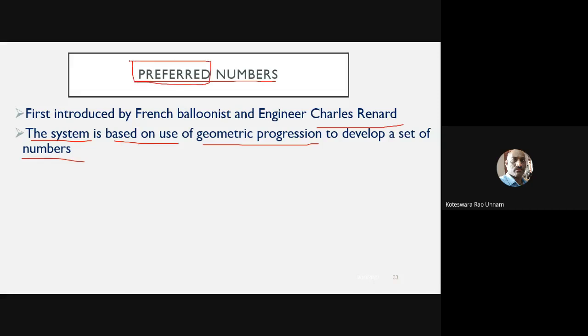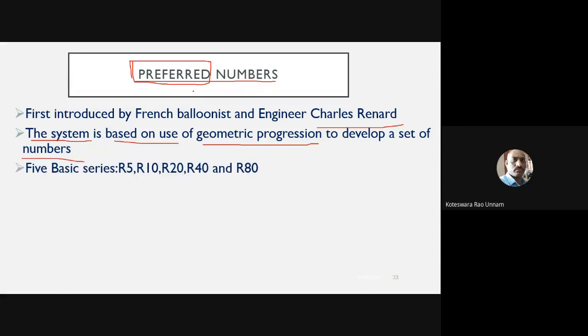Whenever a design engineer designs a component, he has to take that size from this preferred number list, so that everywhere people will always follow the same number. Then it will become a standard. Therefore, these preferred numbers are some sort of standards in specifying the size of the component.